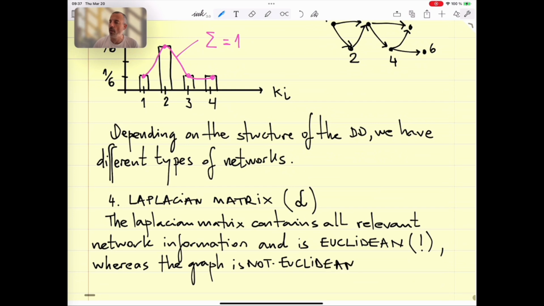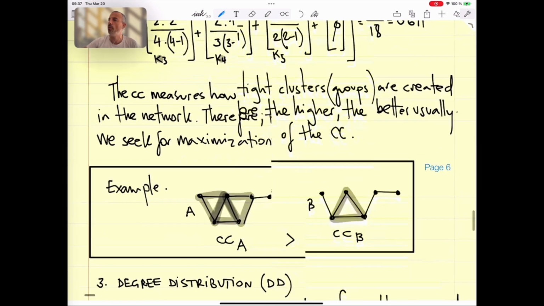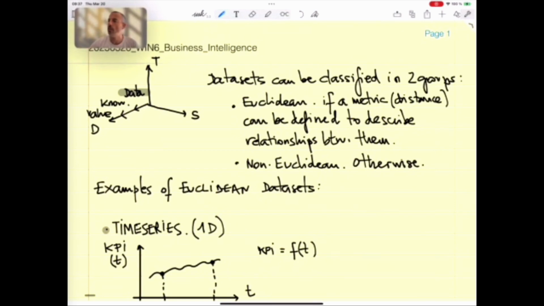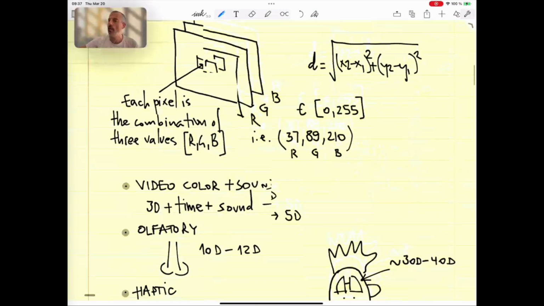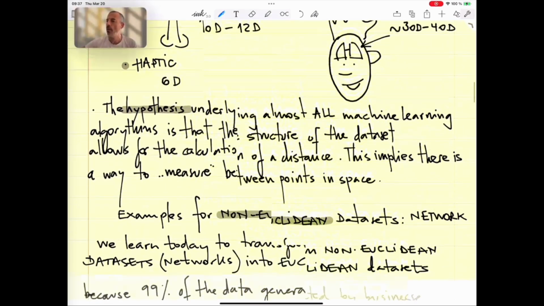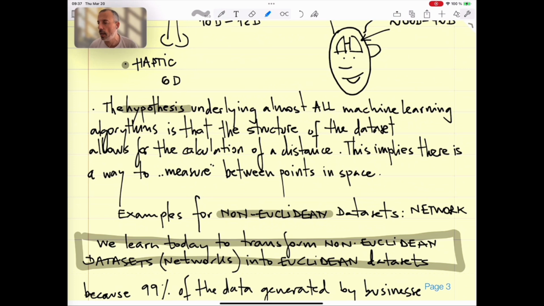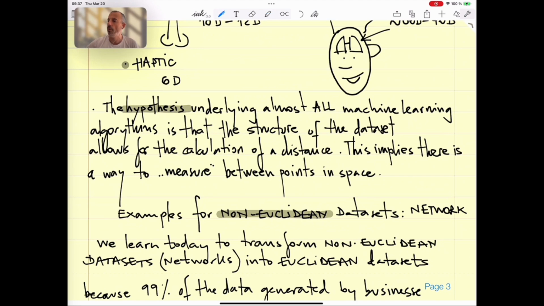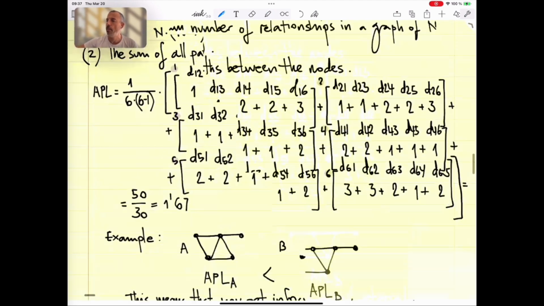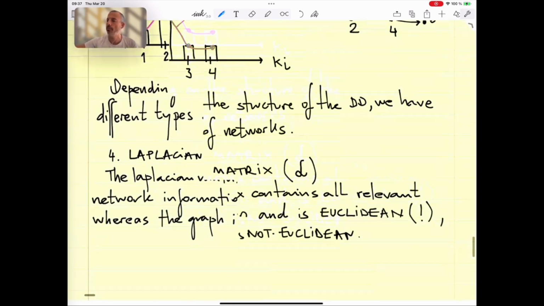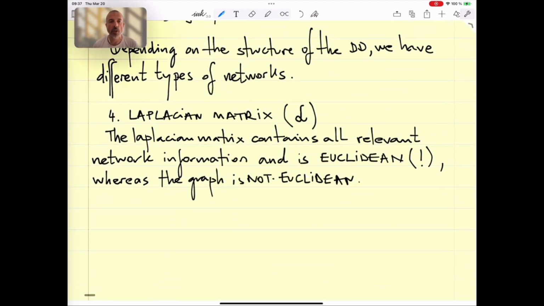Remember, we were talking a few hours ago about what we are looking for. The big question is to transform non-Euclidean datasets into Euclidean datasets. Okay? This is a big thing for you. And this is what we do with the Laplacian matrix. First, let's look at the definition, okay?